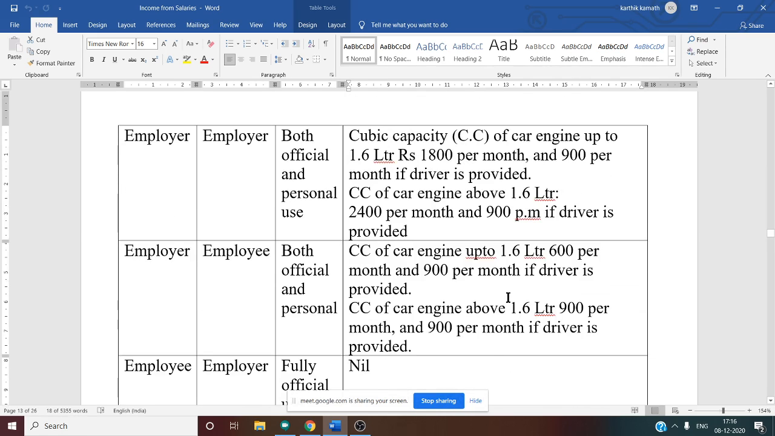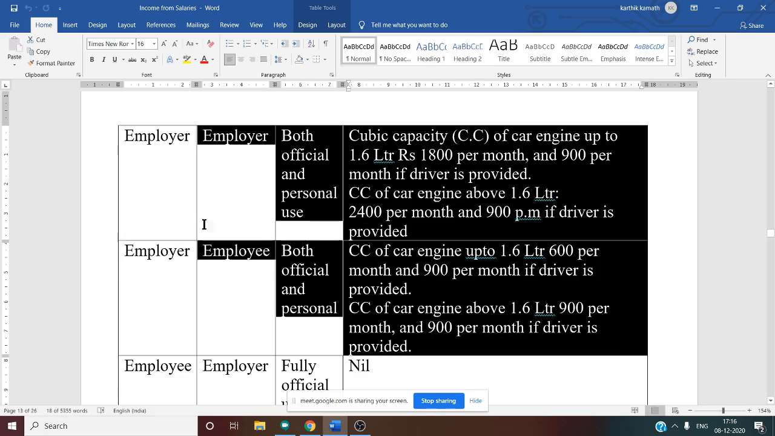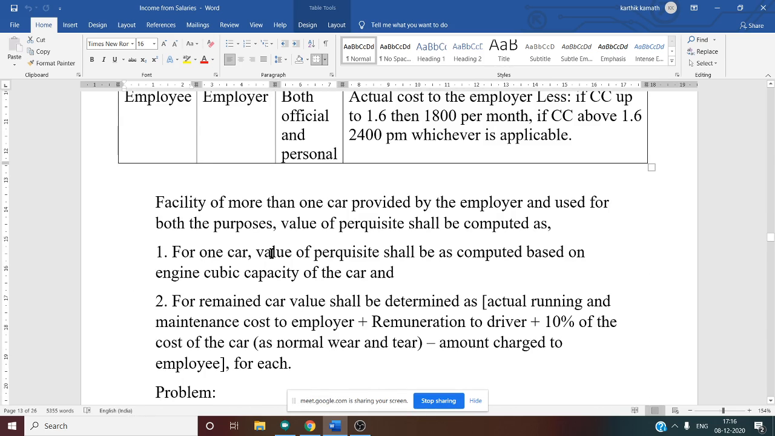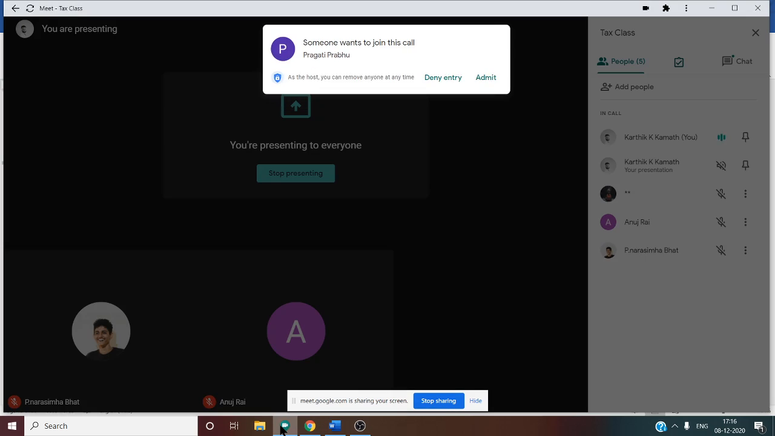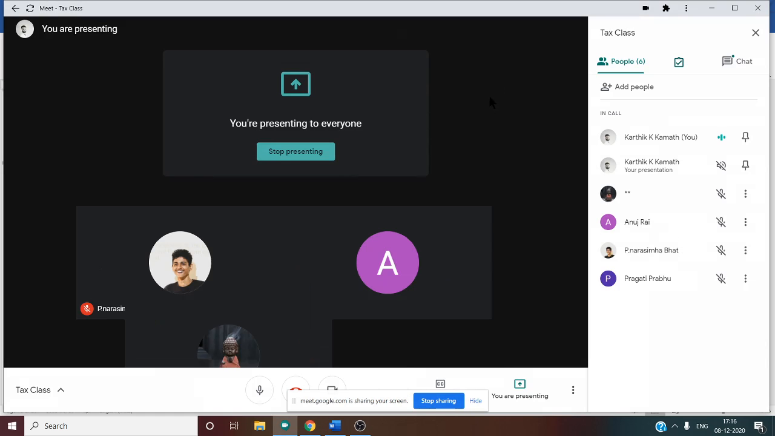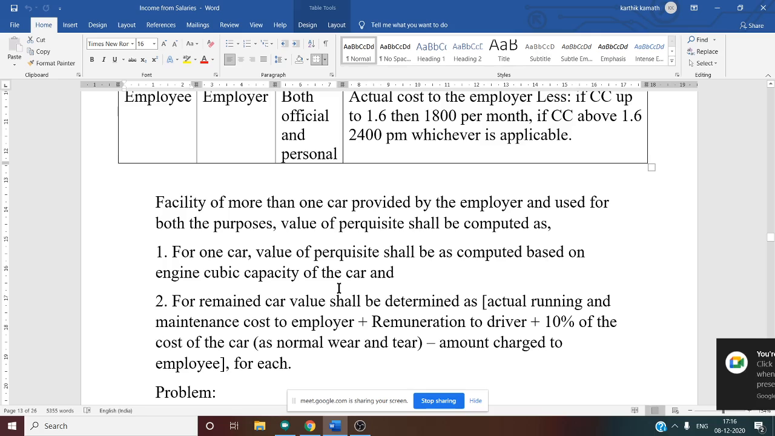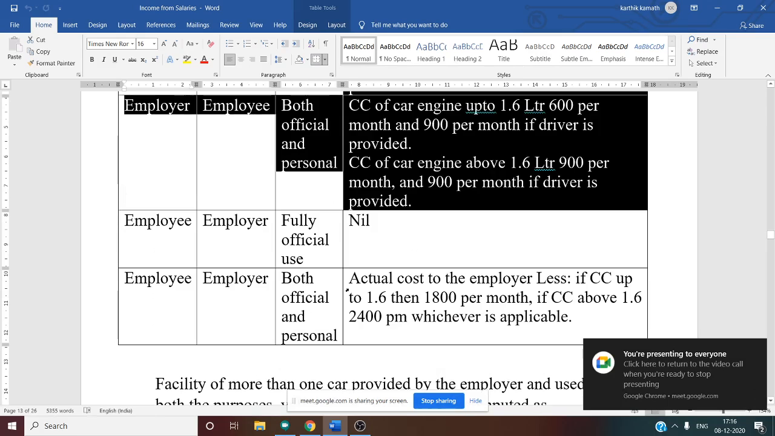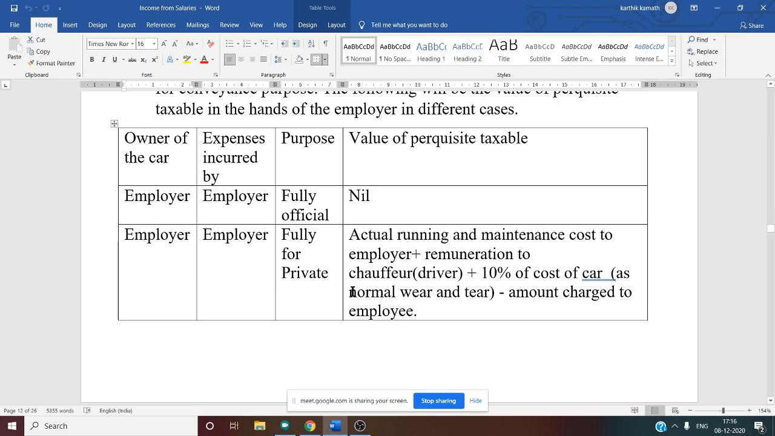So these are the 6 cases, but from the point of view of examination, these 2 cases are very important, including this statutory limit, cases including statutory amounts. These 2 cases are very important. Yes. Then what happens? Sometimes employer may provide more than one car. Here employer may provide more than one car to employee. In that case, what do we have to do? So these are the cases we have discussed till now, 6 cases about motor car valuation, perquisite value.